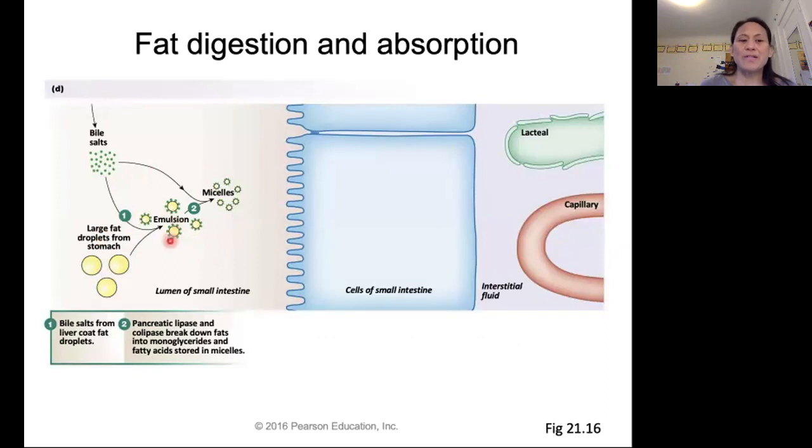Okay, so moving on, remember that we had our big fat droplets. We turned them into an emulsion of smaller fat droplets with the help of our bile salts. What's going to happen next is we are going to have a breakdown of the actual fat molecules. So chemical digestion of the fat molecules into smaller component molecules. So we're going to break them up into monoglycerides and fatty acids.